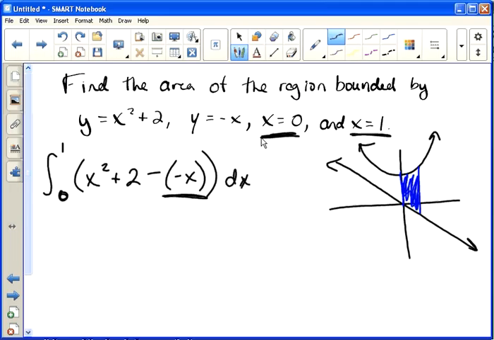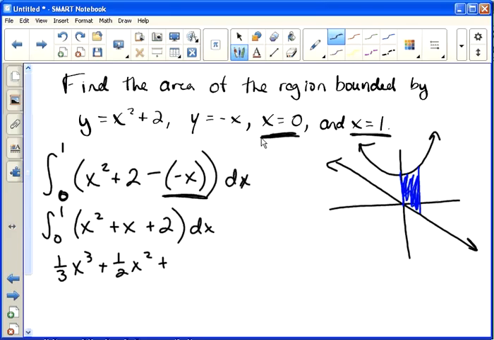So let's go ahead and simplify before we take the antiderivative. I'm going to rewrite this as x squared plus x plus 2. You don't have to do that, but I usually find it helpful personally. Then we take the antiderivative. We get 1/3 x cubed plus 1/2 x squared plus 2x, and we're doing that from 0 to 1.